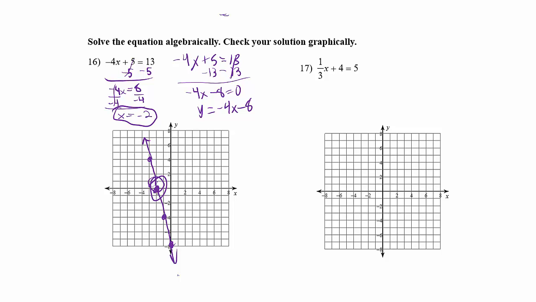So on 17, we've got a fraction that might make us a little wary, but I think it'll be okay. We're going to subtract 4 from both sides.